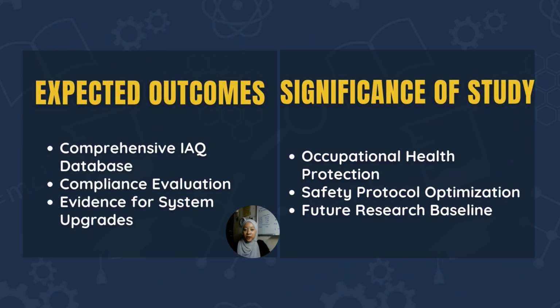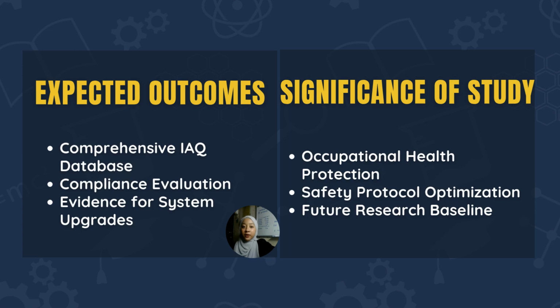For the expected outcomes, when this research concludes, it will provide a detailed database on indoor air quality during the preparation stage of activated carbon from Silantek coal. From the data, it can help to evaluate the lab safety levels against regulation standards like USH 2000 and ICOP 2010. And lastly, it can be evidence to upgrade the system.